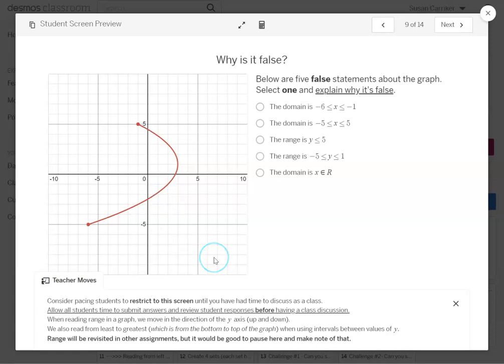And then here's one that's a little different. All of these statements are false, so it's important that your kids know none of these are right. They're all incorrect.